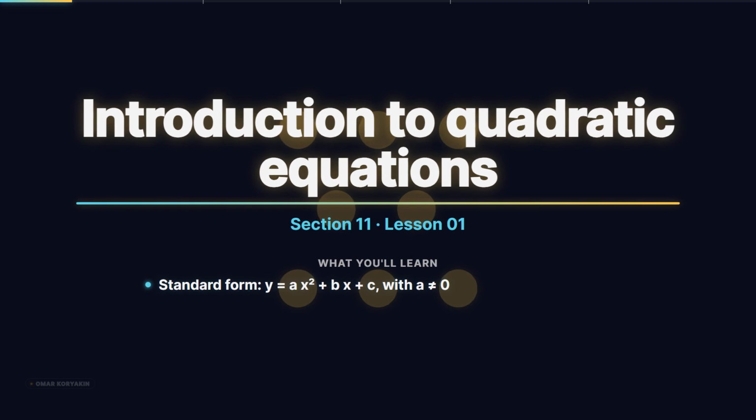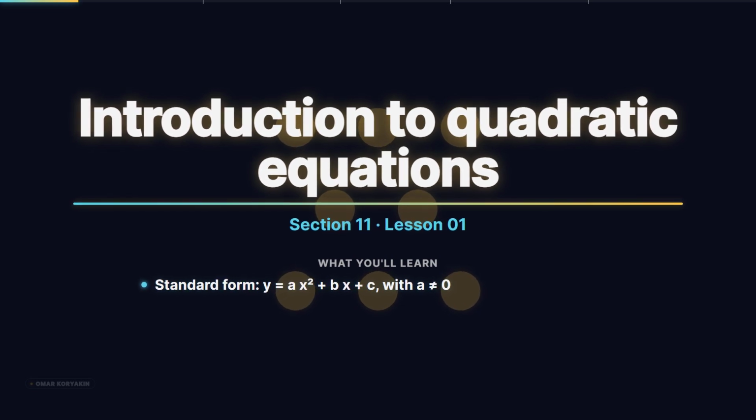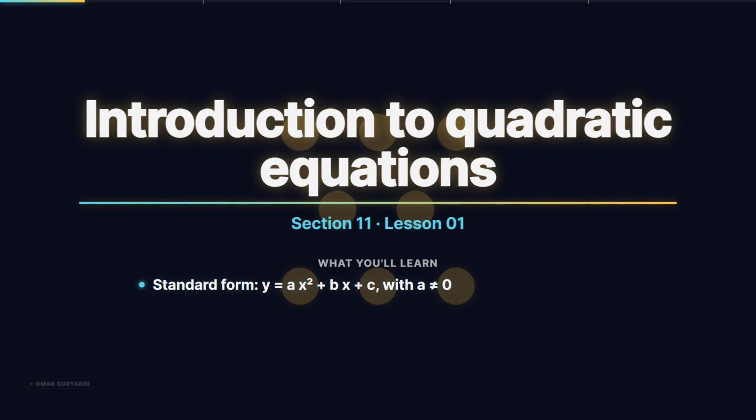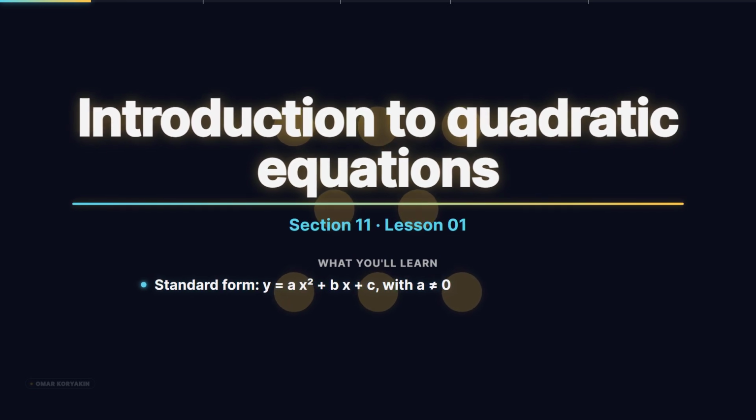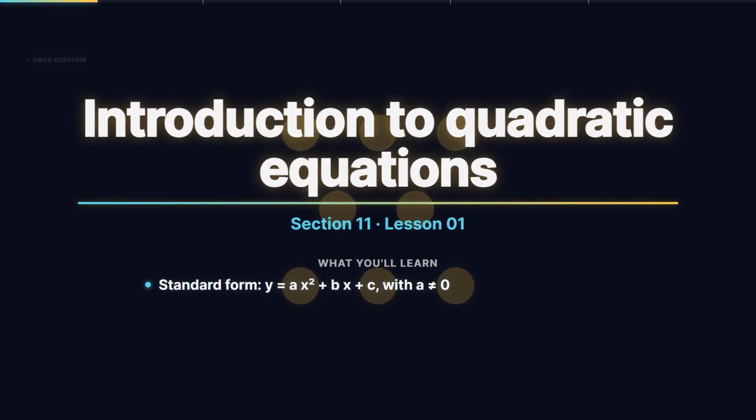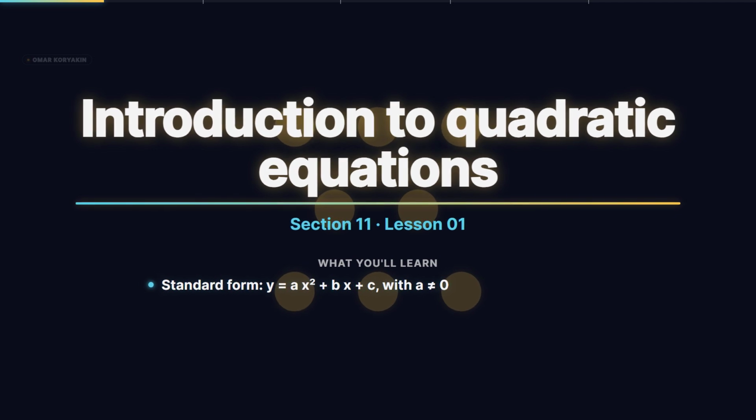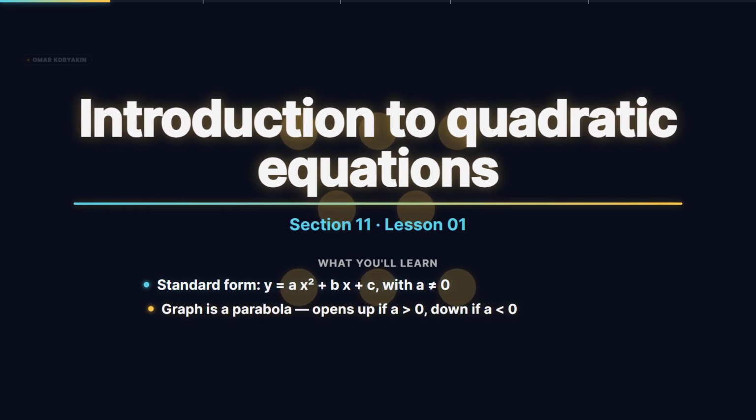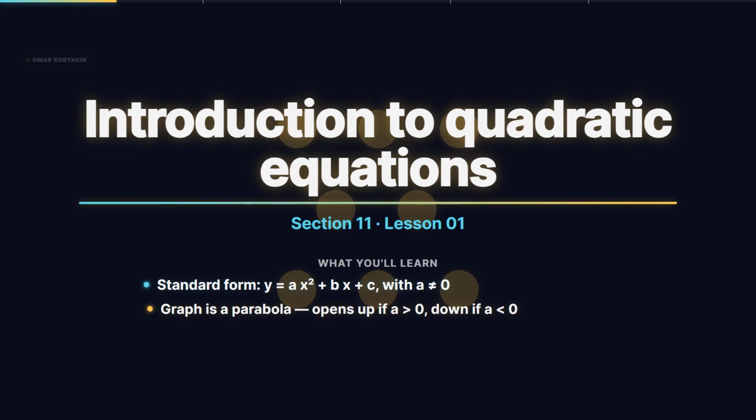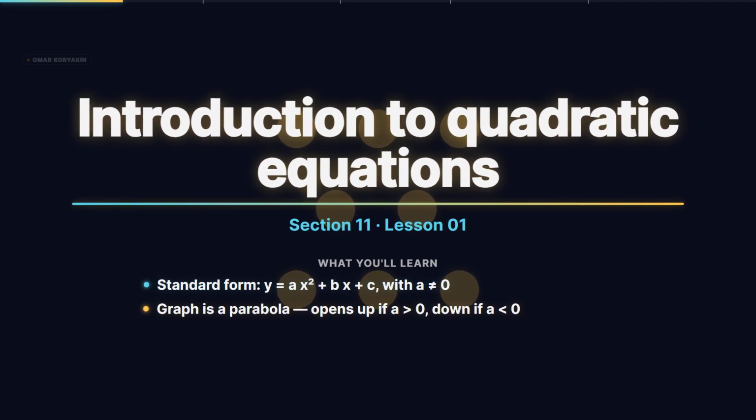The standard form is y equals a times x squared plus b times x plus c, where a is non-zero. The constant a controls how wide and which way the parabola opens. B shifts the vertex horizontally and c shifts it vertically. The three constants together determine every feature of the curve.